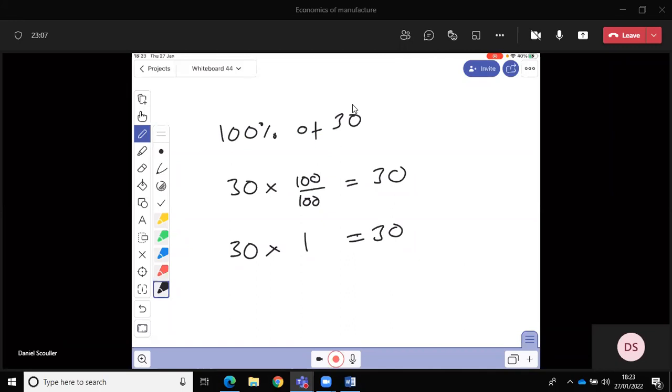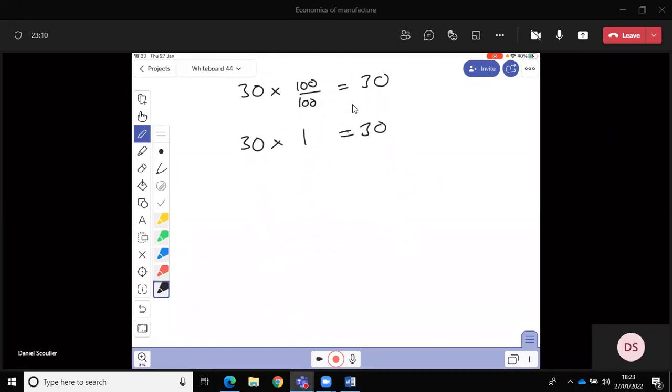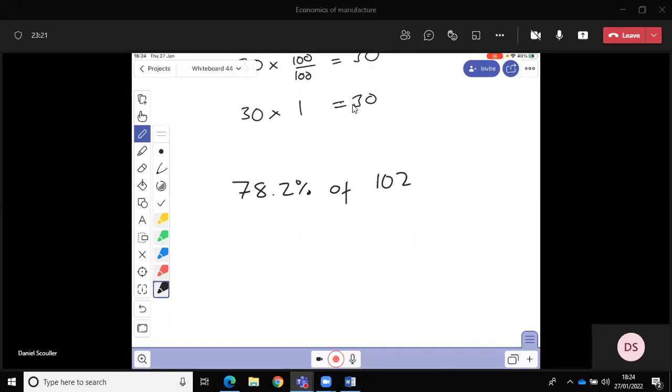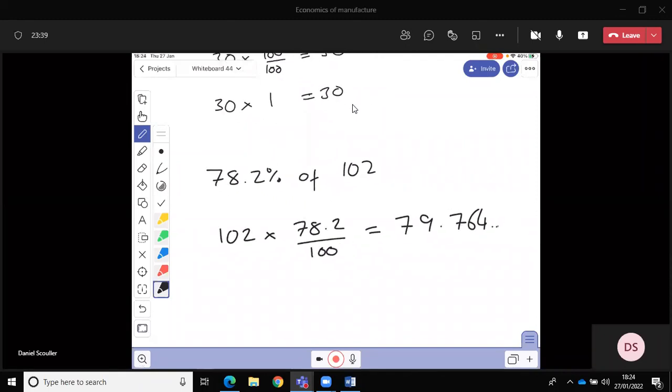You can also get decimals of percentages. So if we get 78.2%, we can do the same. So if we get 78.2% of 102, that's just telling us it's 102 multiplied by 78.2, and that gets divided by 100. That will give us an odd number, 79.764. It'll go on a wee bit. As a multiplier, that's just 0.782.